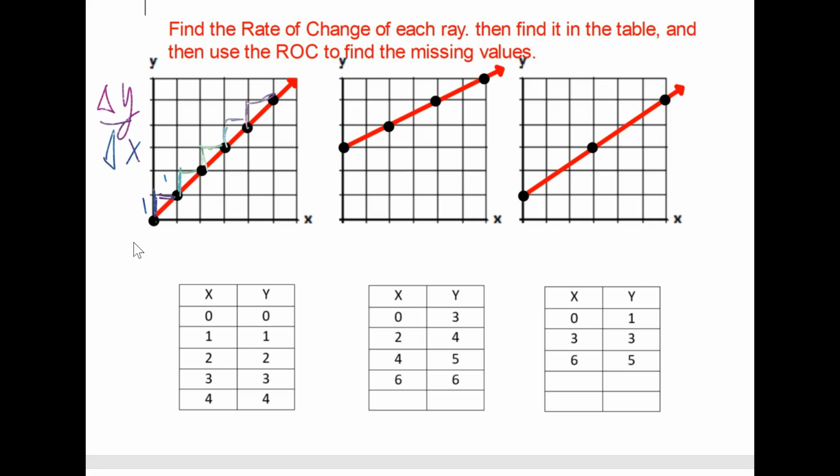So what is the ROC? The ROC, or the rate of change, is equal to, and we're going to always write these as fractions. You'll see it simplified in the future, but we just need to remember it's going to be as a fraction. Change in y over change in x. The y's are changing by a positive 1. The x's are changing by a positive 1. So ROC is equal to 1 over 1. Or we can say that m, which is the variable for slope, is equal to 1 over 1. They're both the same thing.